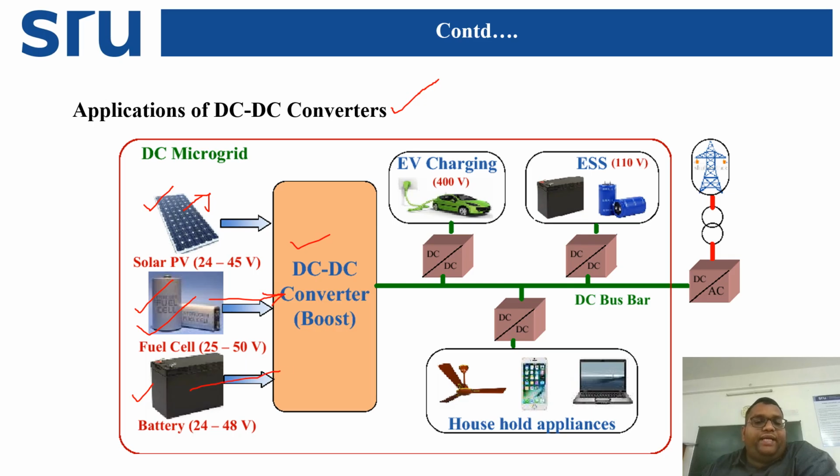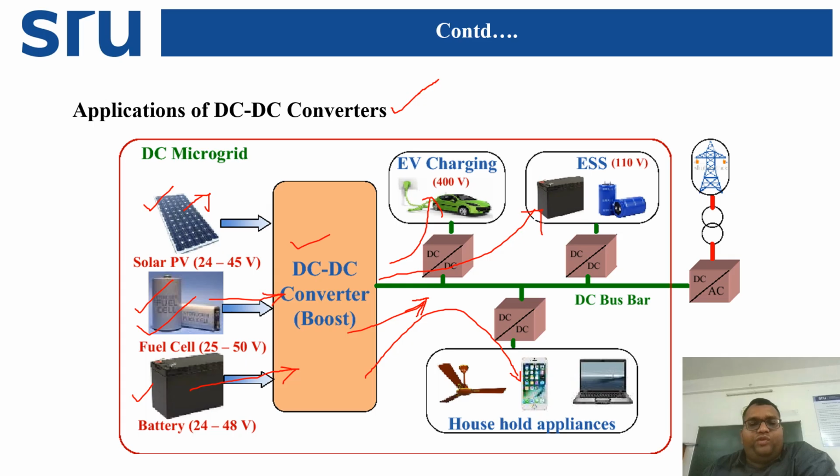Now coming to the battery, it always gives some moderate voltage that will be stepped up or stepped down by you based on the application necessity. Based on the application necessity, this DC to DC converter supplies the power to the EV charging as well as the ESS battery backups, and after that we are going to utilize the household applications.